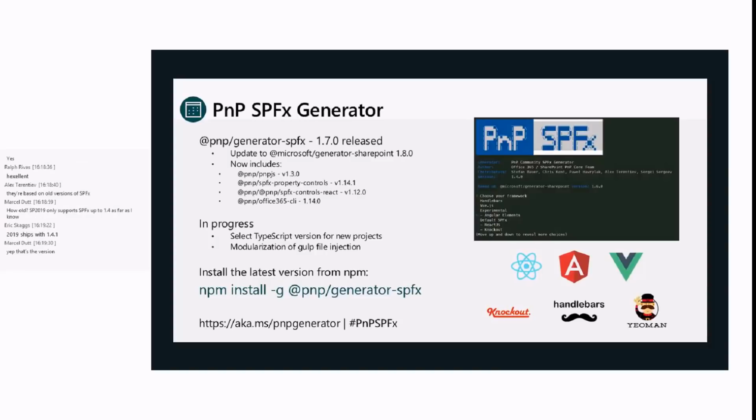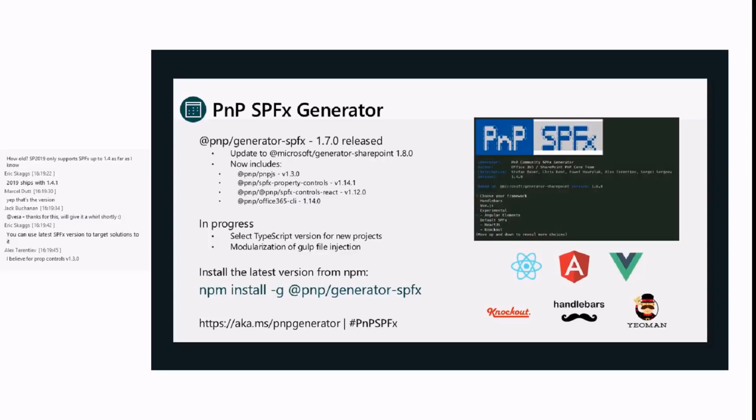Updates, this last release, 1.7, we're now under the hood using the 1.8 generator, so it's going to be using the latest SPFx generator as its base. And then it also includes updates to the latest for the PnP JS, the controls libraries, and the CLI. In progress, the ability to select various TypeScript versions for new projects, as well as the modularization of gulp file injections. So that is work that is in progress.